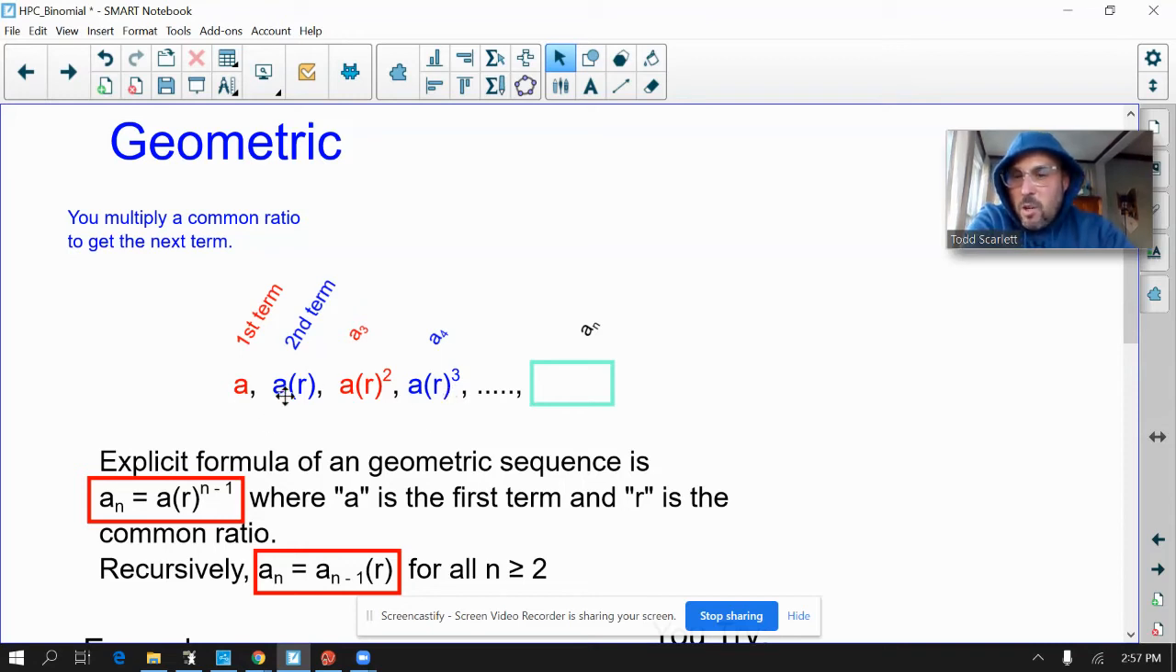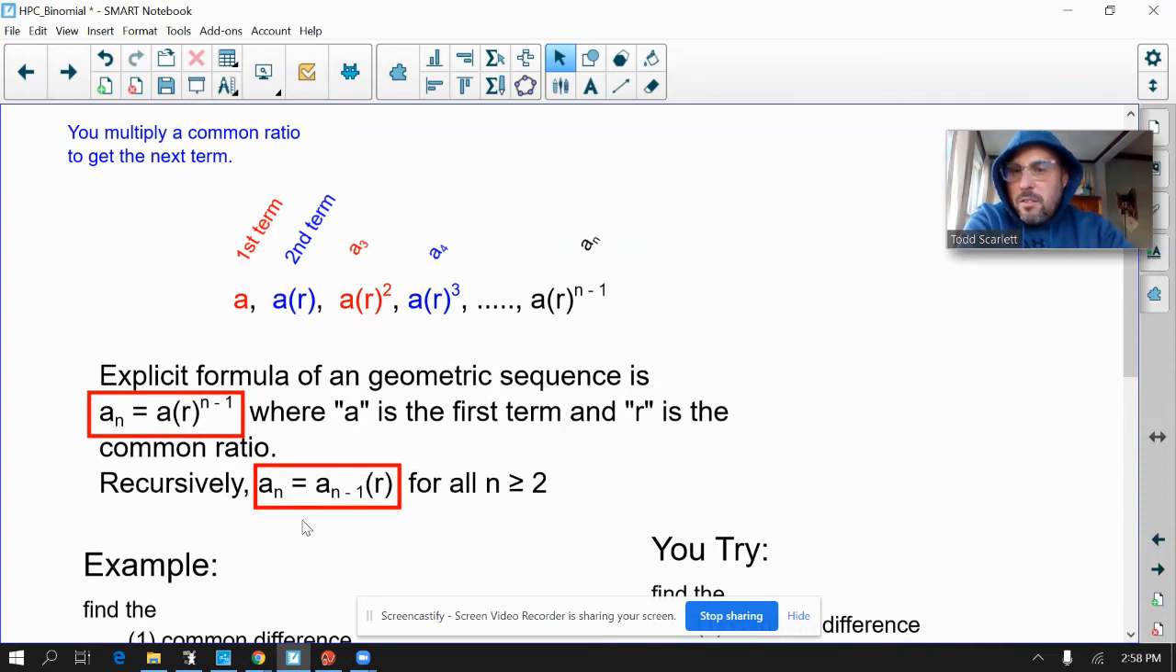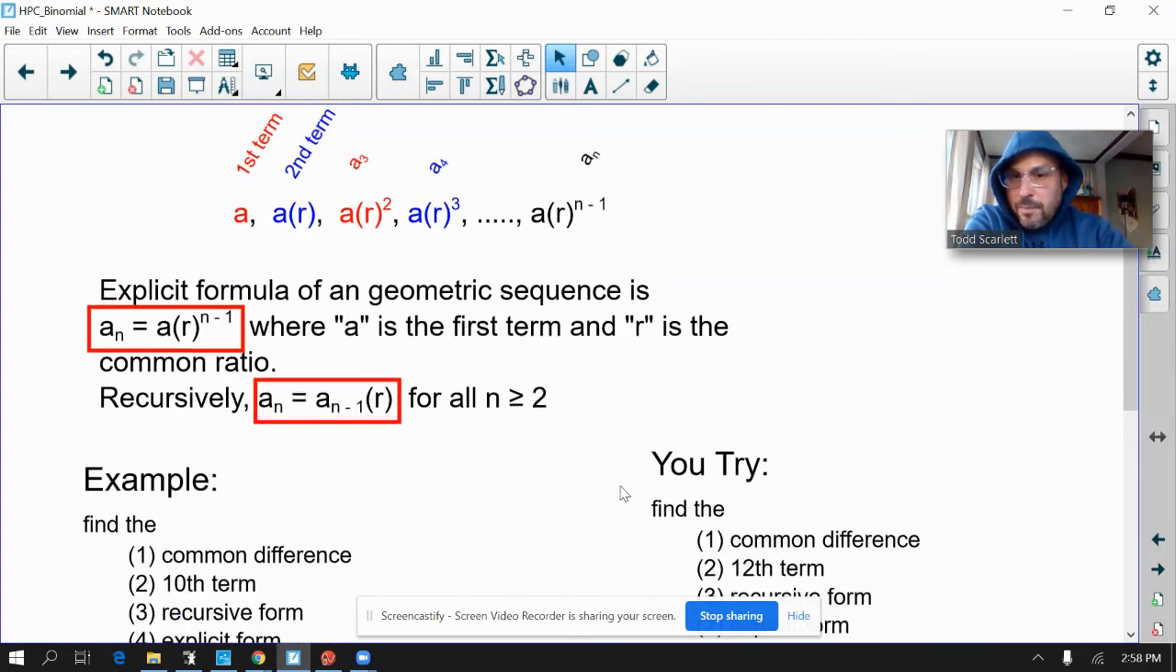In all these terms, you always have the first term, a, and it's always being multiplied by a certain amount of r's. In the fourth term, you're multiplying by r to the third. In the third term, you're multiplying by r to the second. So in the nth term, you're multiplying a by r to the n minus 1. And that is the explicit formula for a geometric sequence. And the recursive formula: the nth term is just the previous term times r, and that's true for all n greater than or equal to 2.